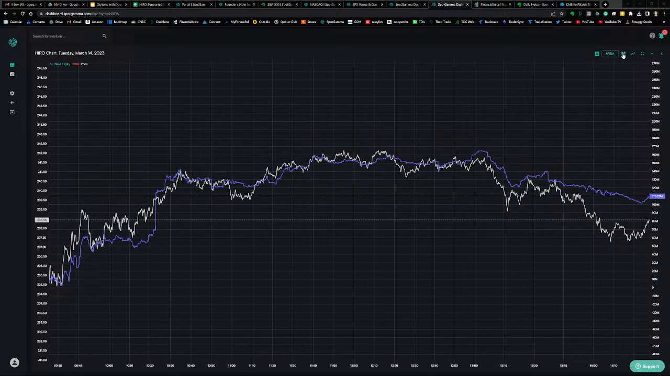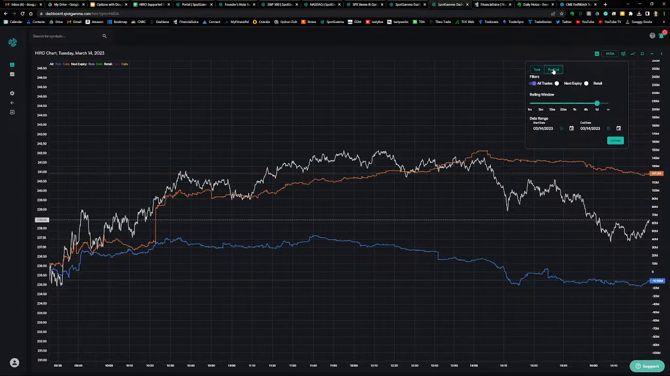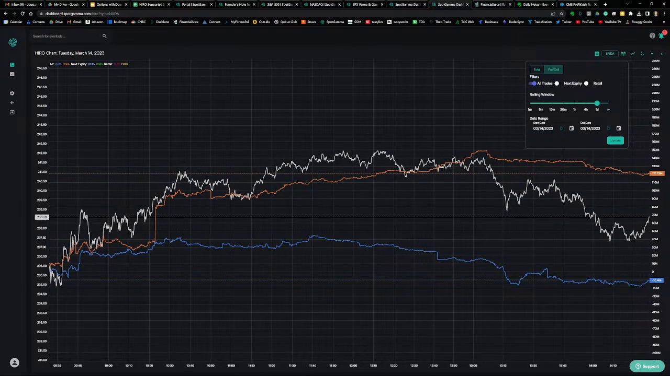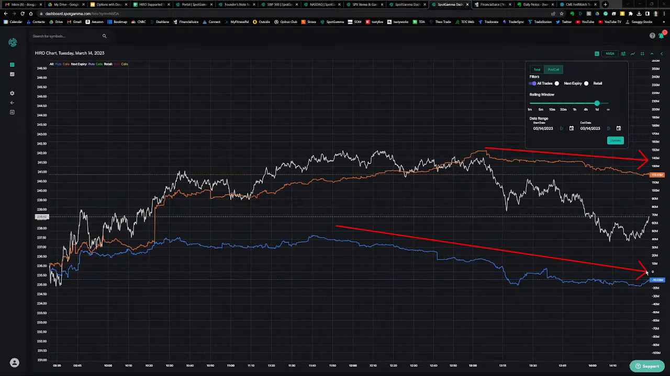Let's see what traders were doing. Look at puts and calls separately. So definitely calls driving today. Traders were buying calls, and then around 1 o'clock or so they stopped buying calls, and then they continued to buy puts, and price started to move lower.